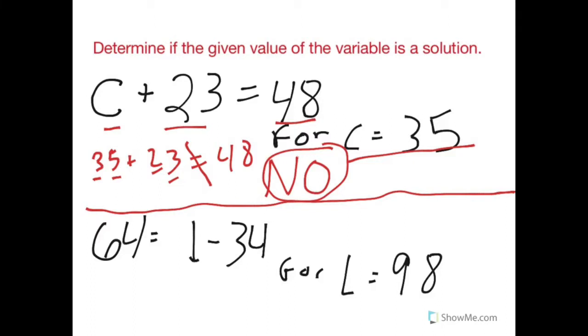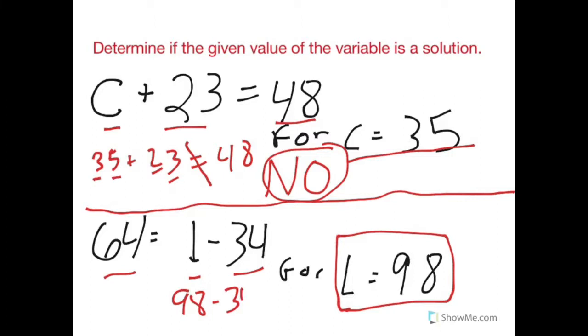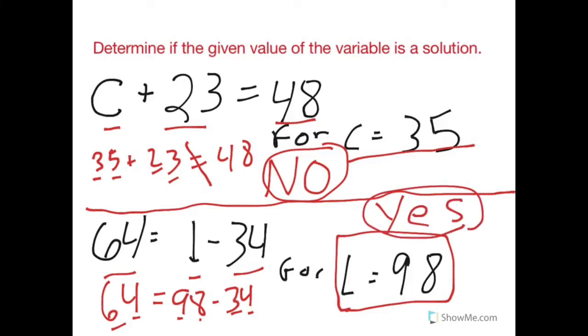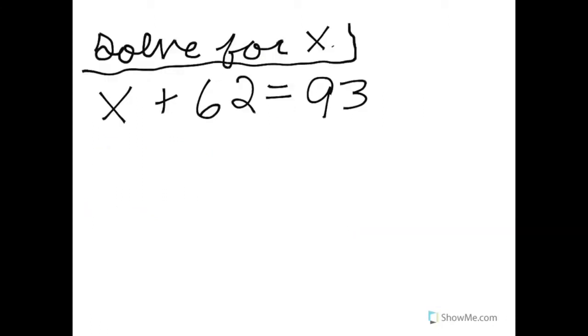Okay. Down below we have 64 equals L minus 34. And they're asking us if L equals 98, does that make it true? Let's see. 98 minus 34, does that equal 64? Well, we know 8 minus 4 is 4, 9 minus 3 is 6, so that is true. So the value of that variable being 98 is the solution to that problem. It is indeed. Okay, we're going to look at some algebraic addition.